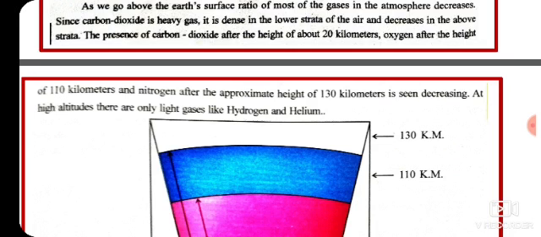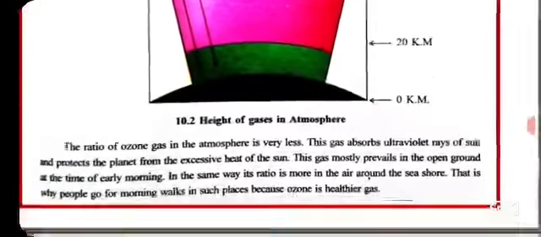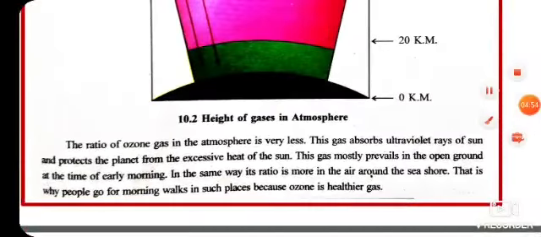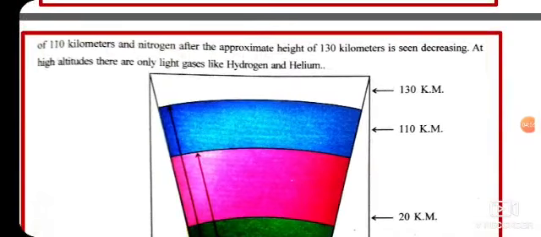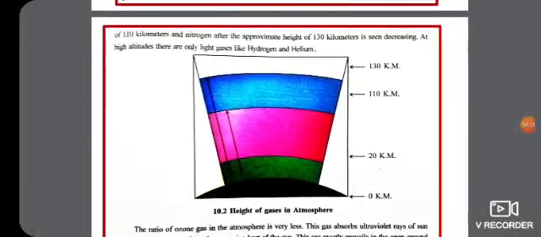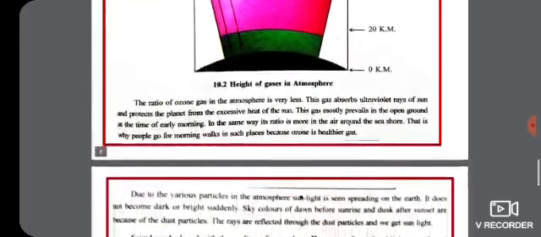At high altitudes there are only light gases like hydrogen and helium, and where there is a high degree of altitude, the gases decrease frequently. There you can find gases such as hydrogen and helium only. See, you can see the figure over here. Wherever you go up, the gases will decrease.